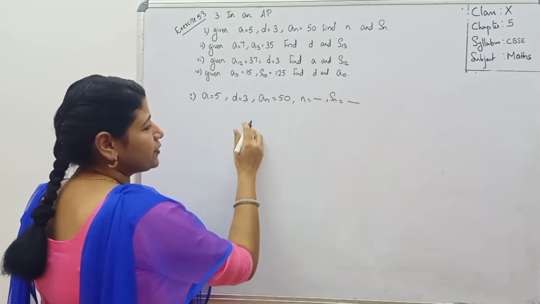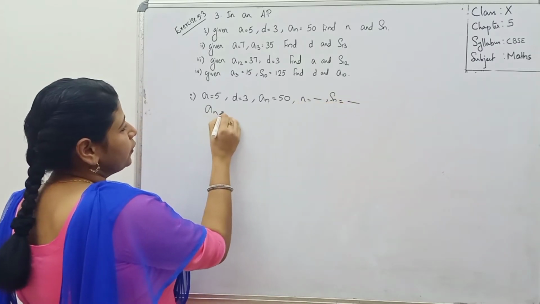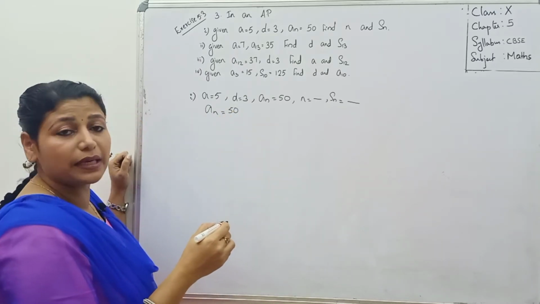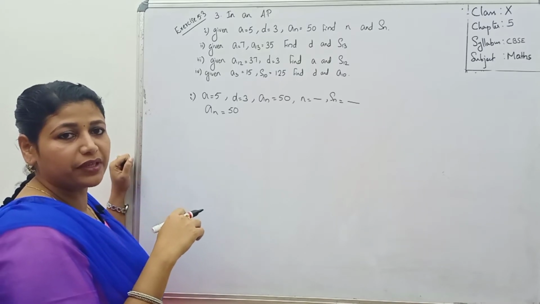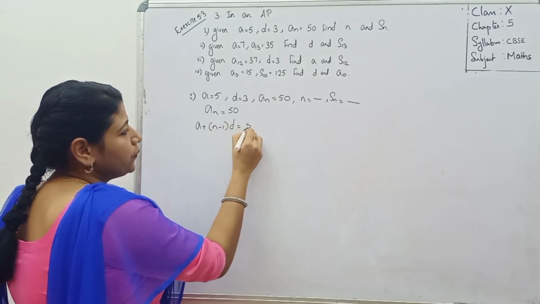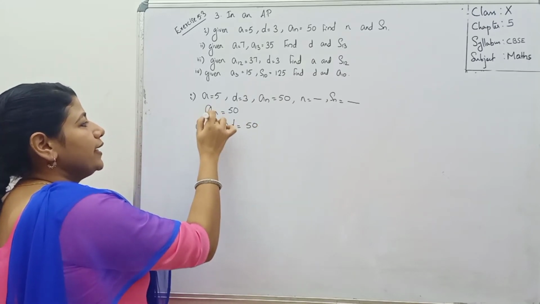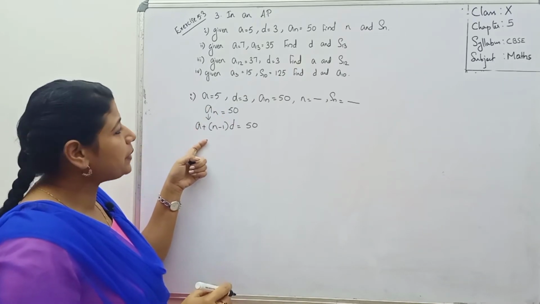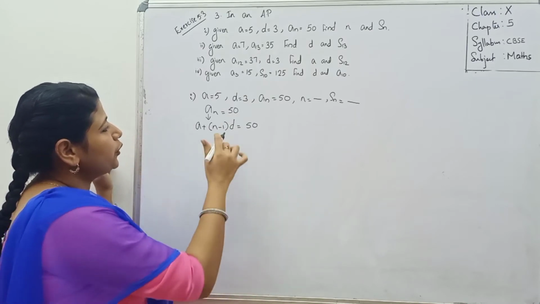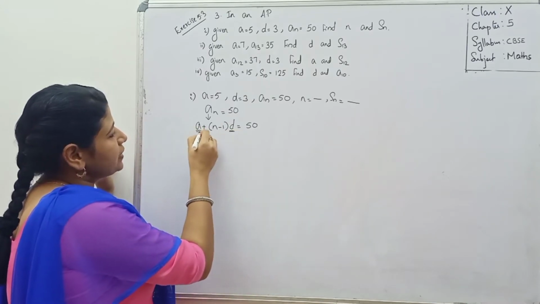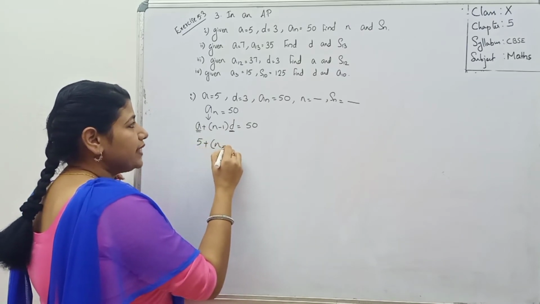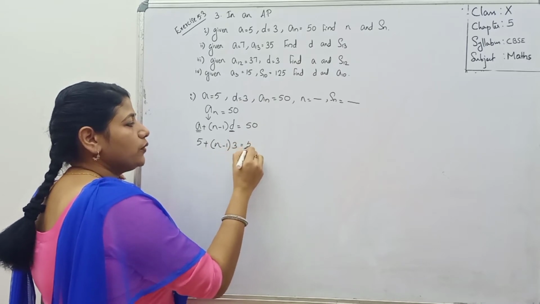Okay. So first we will take this an. an equal to 50 is the given condition. We know how to find out the nth term of an AP. There is a formula to find the nth term, which is a plus n minus 1 into d, which is equal to 50. We have to apply the formula to find out an. We wrote the formula to find an on this side. On the other side we wrote this 50. Now what to do? We know that d is 3 and a is 5. a and d are given to us, let's apply. So 5 plus n minus 1 into d, which is 3, equal to 50.